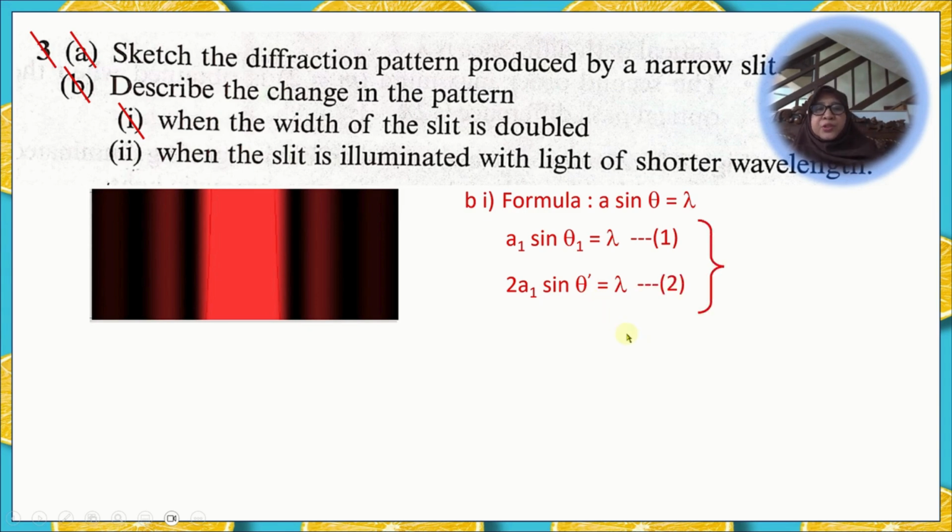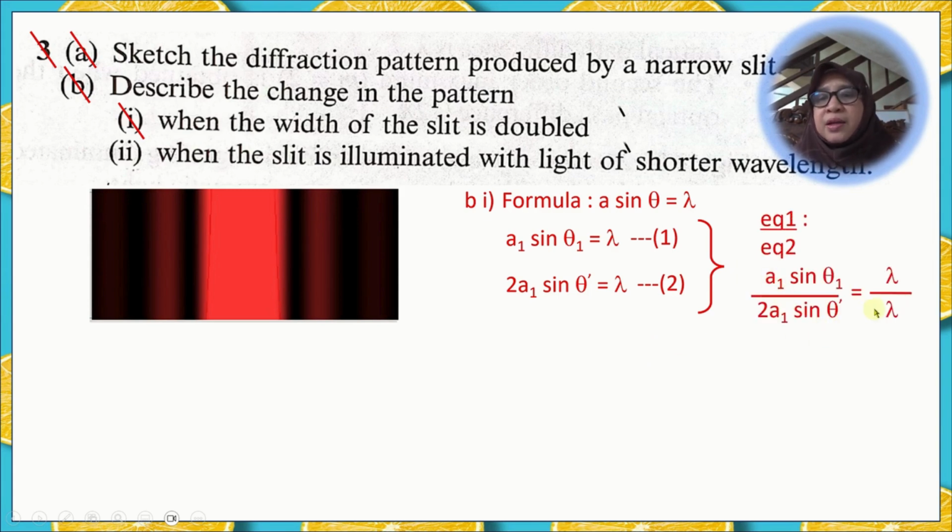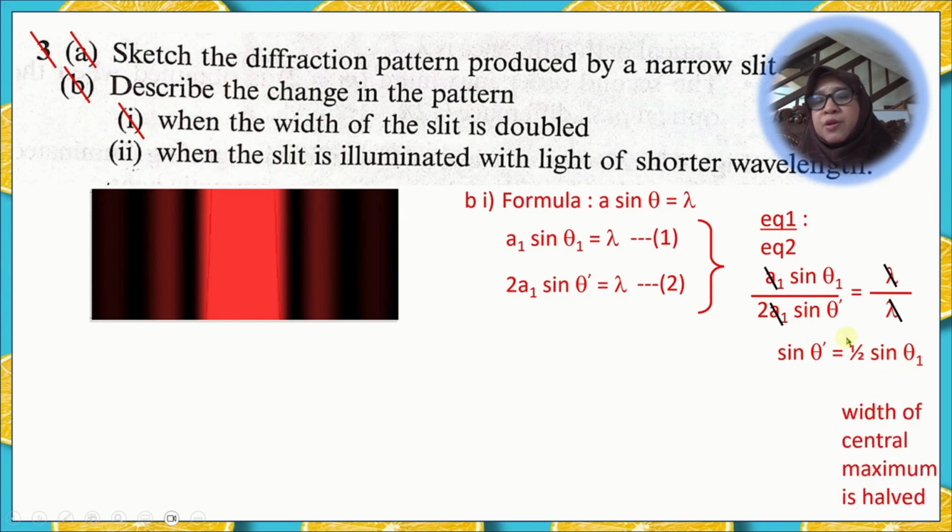And we use ratio, equation 1 over equation 2. So we cancel A1 and lambda, and we get sin theta prime equals half sin theta 1. Okay, so from this equation, we know that the width of the central maximum becomes half. So what happened is when the width of the slit is doubled, the width of the central maximum is halved.